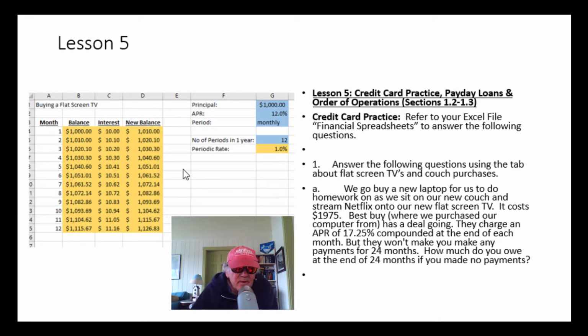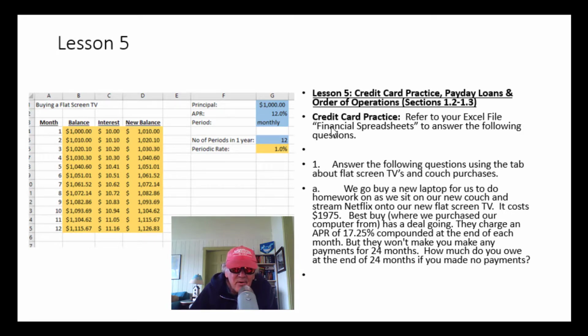What you'll need for lesson 5 is your financial spreadsheet that you worked on in lesson 4. So you got that done. There it is right there, a screenshot of it. And we're going to use this to answer some of our first questions. Lesson 5 is on credit card practices, payday loans, and the order of operations.